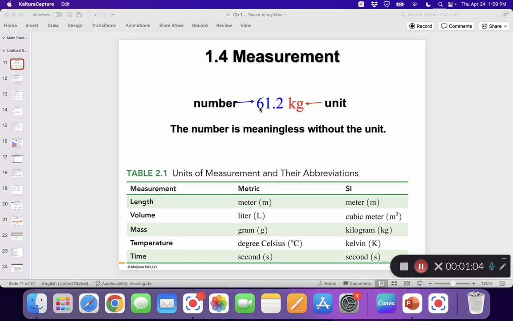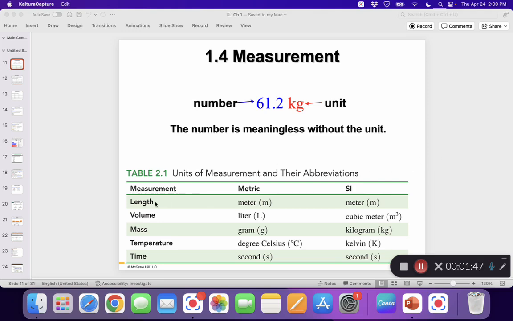So we always have to write down the unit we use while doing a measurement. There are different systems to measure things like length, volume, or mass. We can do the measurement in the metric system. We can do it in the SI system, which is the International System of Units, or we can measure in English units. And here in the US, we generally follow the English units.